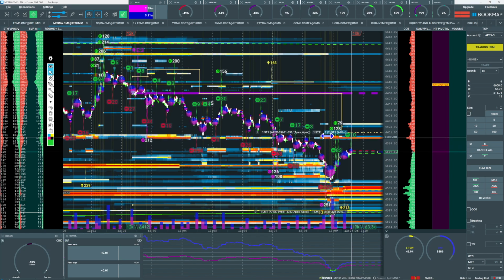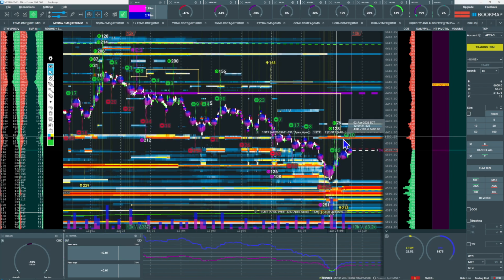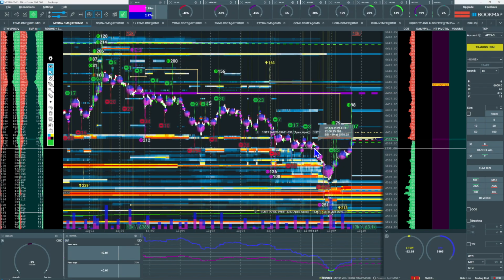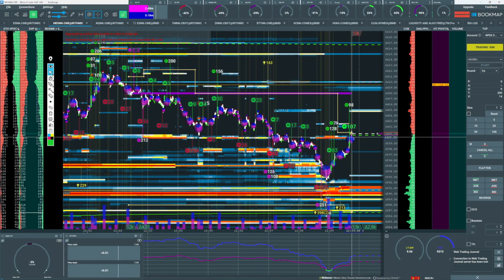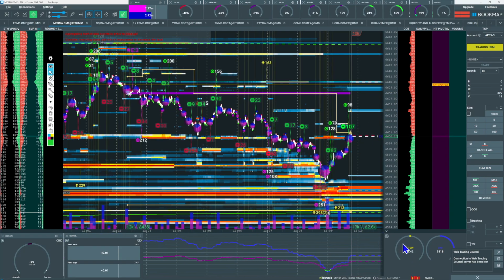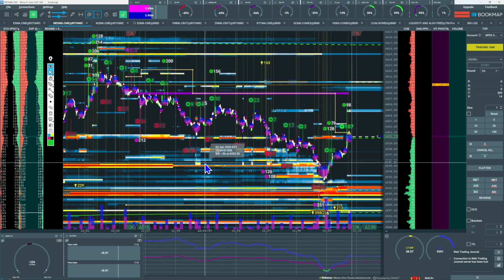6590.25. So we're looking for this as a retest right here of this structure. Hopefully this caps the price. Nope, so we're out. Right, so that was a little trade right there.